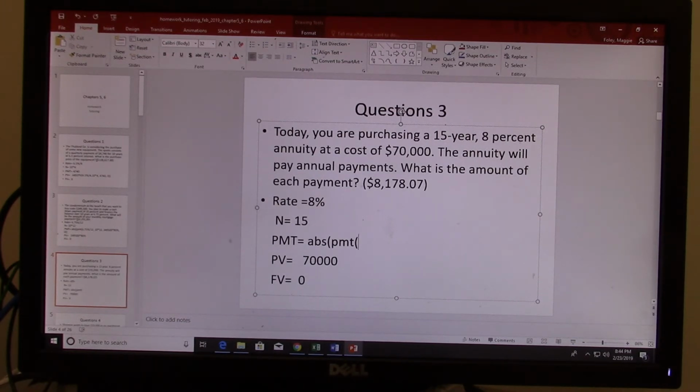And the first input should be the rate, then 15. And the next input should be the present value. You can put 70,000, future value put 0. So it won't be a problem here for the sign since we add the ABS here. 70,000 is how much you put down today. And then the PMT is how much you withdraw. You will be paid back from this account.